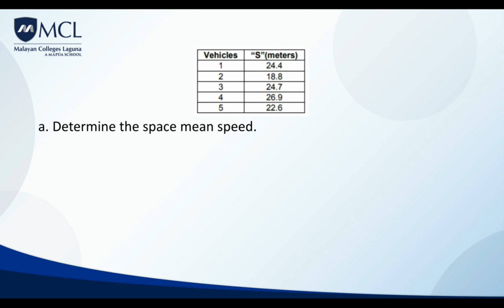So to solve for the first item, determine the space mean speed or mu sub s. Again, what is the space mean speed? It is equal to the number of vehicles all over the summation of the reciprocal of the speed of each vehicle. So we know that speed is simply distance over time. And stated naman sa problem, no, na ang time elapsed per each vehicle is 2 seconds.